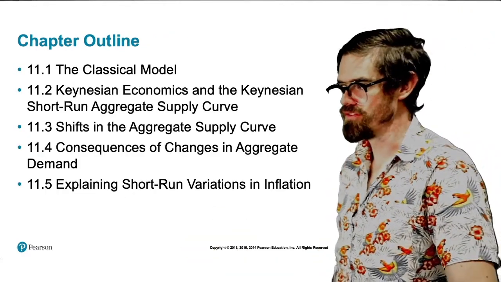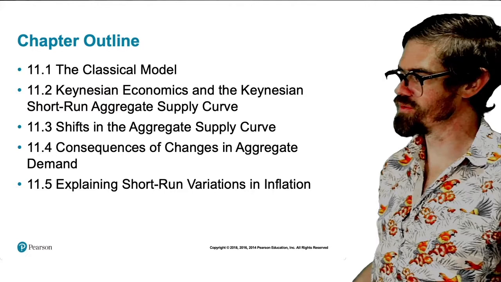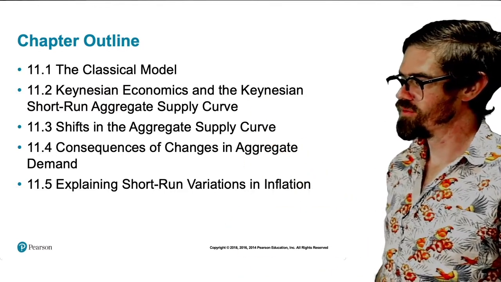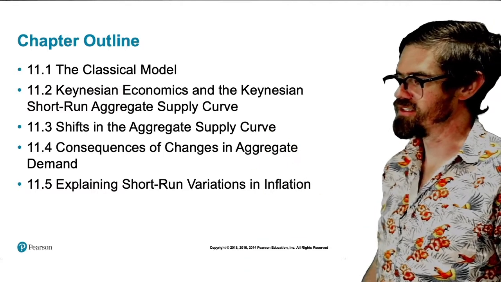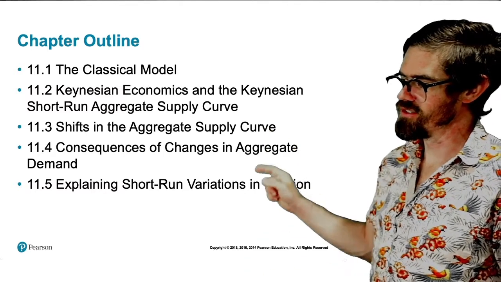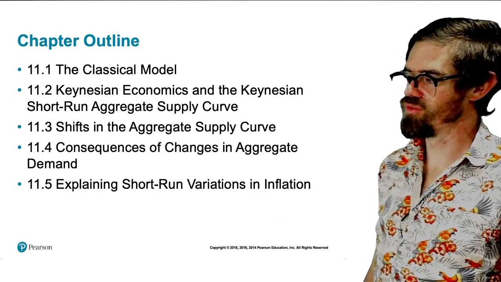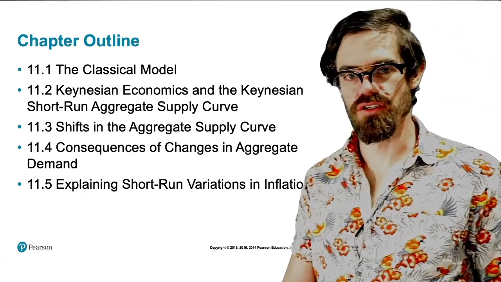So here's our outline for the chapter. First, we're going to look at the classical model. Then we're going to look at the Keynesian model. We're going to talk about shifts in aggregate supply curves. We're going to look at consequences of changes in aggregate demand. And we're going to wrap it all up by talking about short-run variations in inflation or price level.